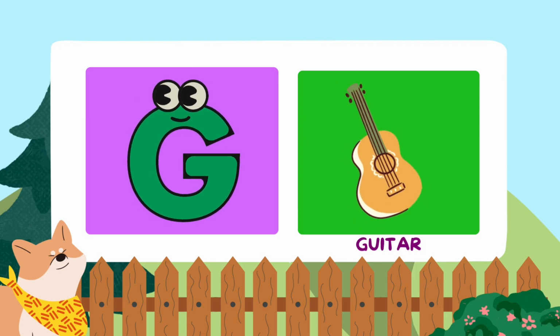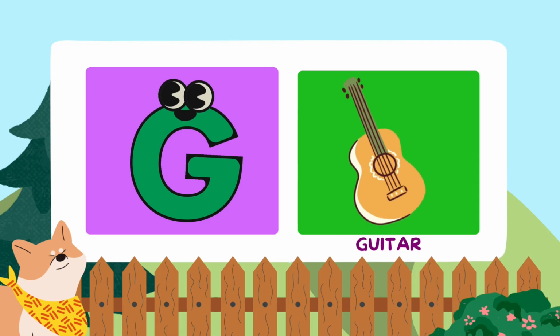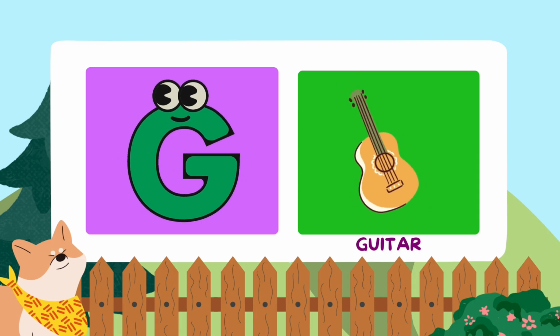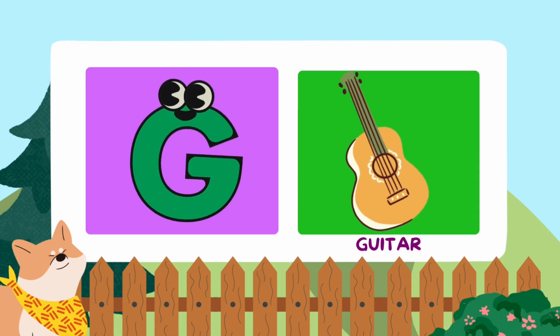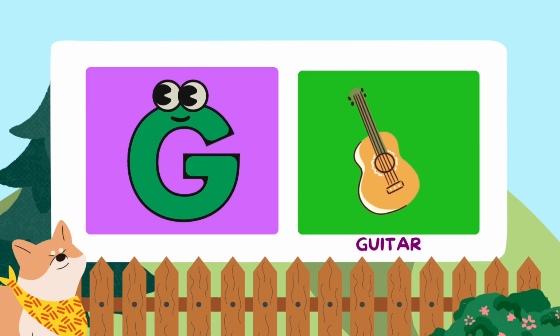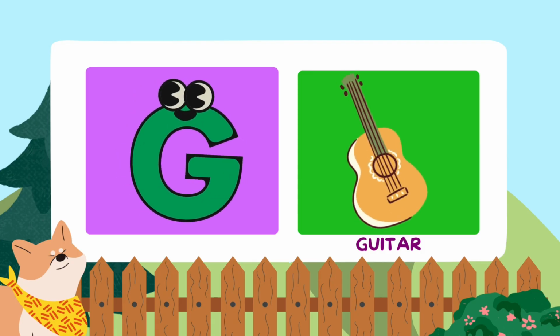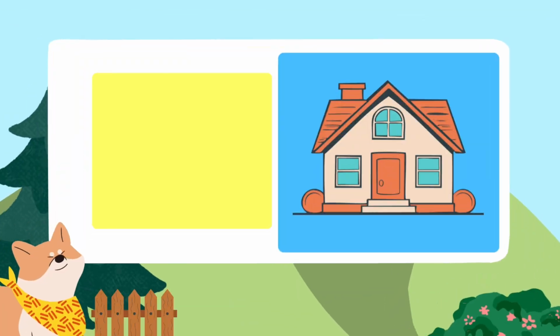Next alphabet is G. G for guitar. G, U, I, T, A, R. This is guitar. Right kids?